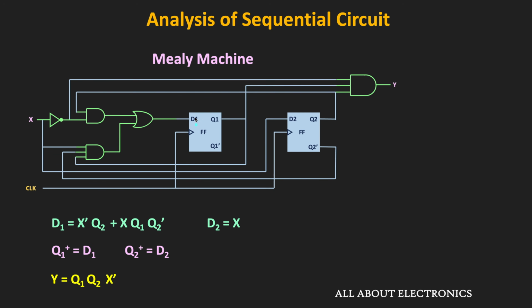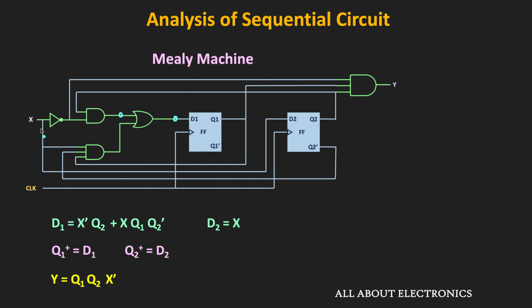So here, if you see this D1 input, then this D1 is equal to x bar dot q2 plus x dot q1 dot q2 bar. That means here, the one input to the OR gate is equal to x bar dot q2, and the second input to the OR gate is equal to x dot this q1 dot q2 bar. On the other end, the input to the second D flip-flop is equal to x.